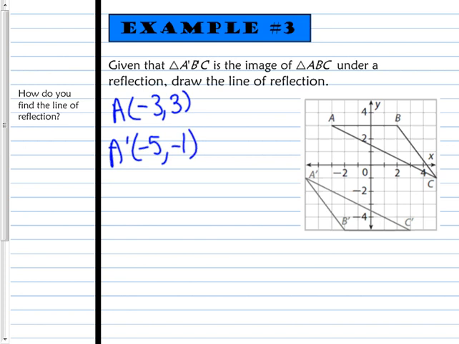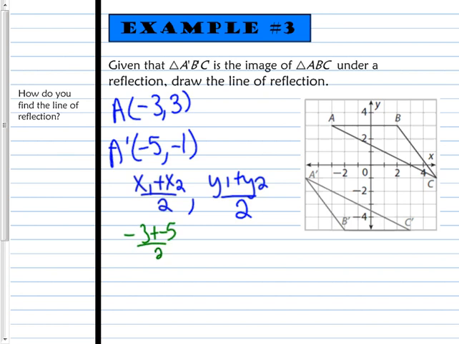And so the midpoint formula is (x1 plus x2) divided by 2, comma, (y1 plus y2) divided by 2. So it's -3 plus -5 over 2, and then 3 plus -1 over 2. -3 plus -5 is -8 over 2. 3 plus -1 is 2 over 2. Okay, -8 over 2 is -4, and then 2 over 2 is 1.